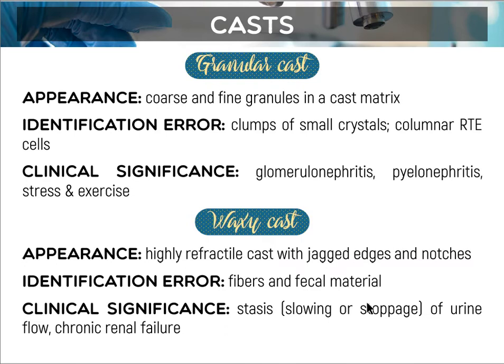Okay, next we have your granular cast. So, its appearance is coarse and fine granules in a cast matrix. Kay, di ba, atong granular cast subdivided into fine or coarse granular cast. Okay? So, identification error, clumps of small crystals, pwede sad columnar RTE cells. So, clinical significance, take note: glomerulonephritis, pyelonephritis, and again, nasad si stress and exercise. Okay? Stress and exercise: granular, RBC cast, or hyaline cast.